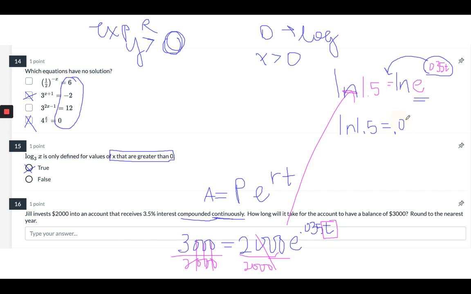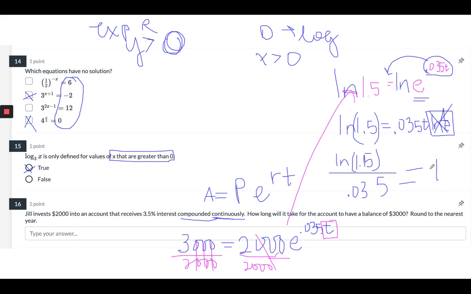This is 0.035 t times the natural log of e. Well, the reason that I use natural log is because the natural log of e is equal to 1. So this just simplifies to, and you could probably skip this step, if it looks like this and the bases are the same, this simplifies to the exponent. All right, so we've got the natural log of 1.5 is equal to 0.035 times t. So what we have to do to solve this for t is take the natural log of 1.5 and divide it by 0.035, and that's going to give us our time.